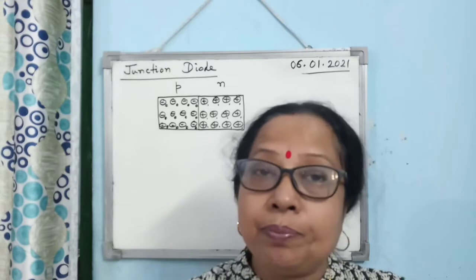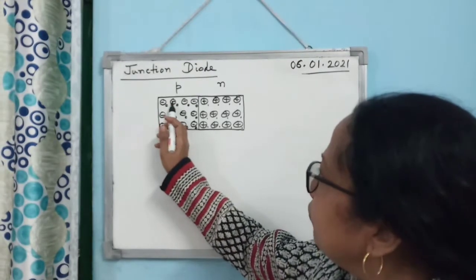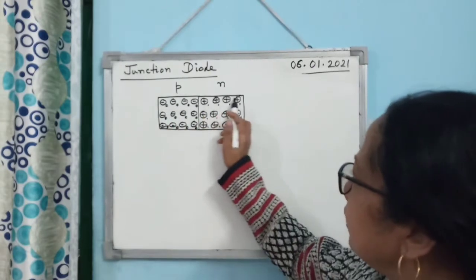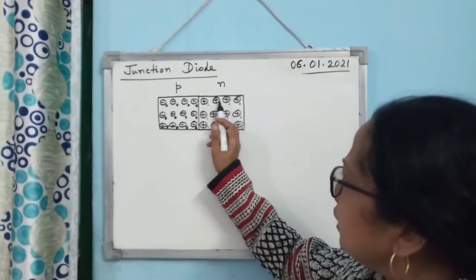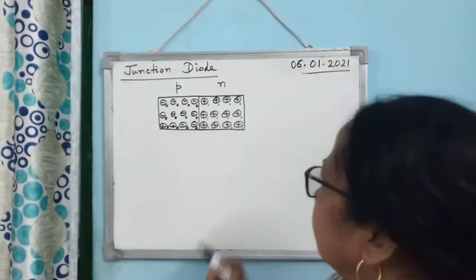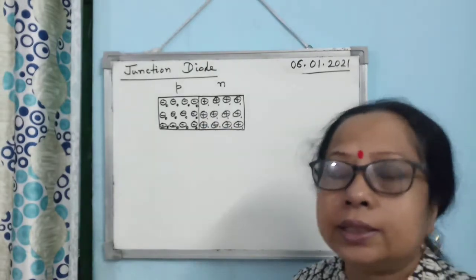Once again I am repeating, in p-type semiconductor there are negatively charged immobile ions and holes are the majority charge carriers, and in n-type semiconductor there are positively charged immobile ions, sorry, and electrons are the majority charge carriers.